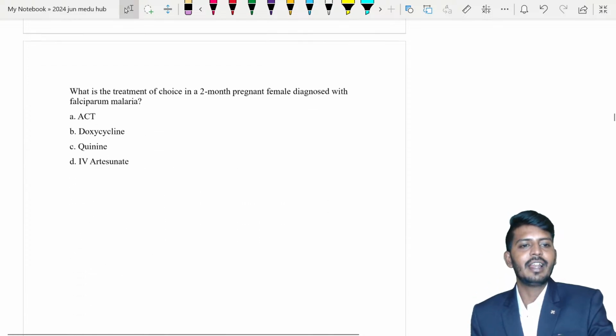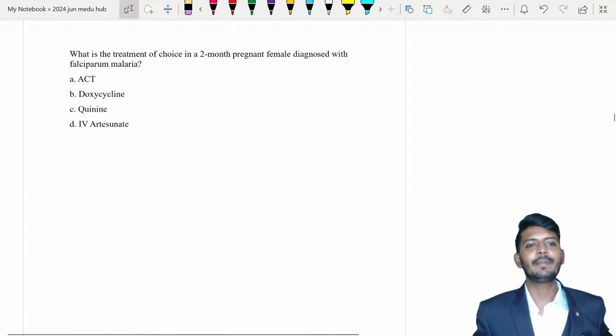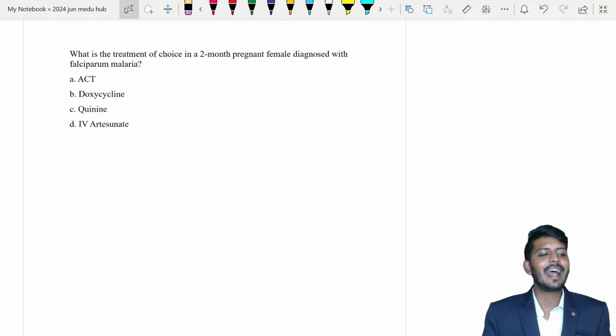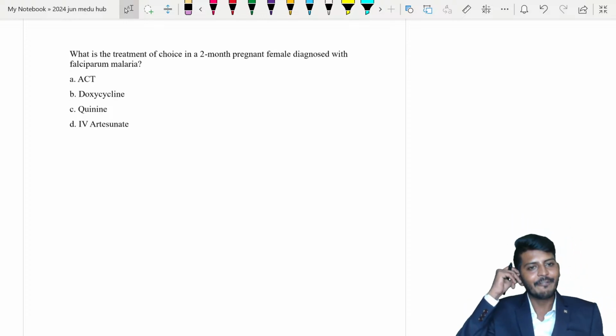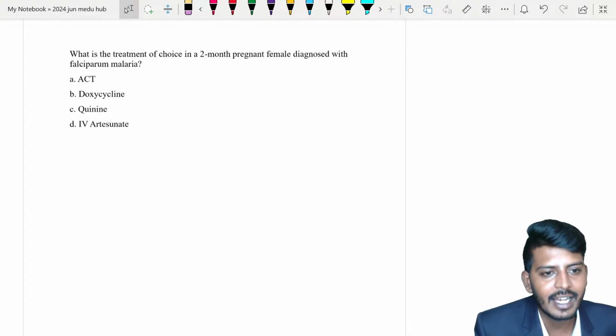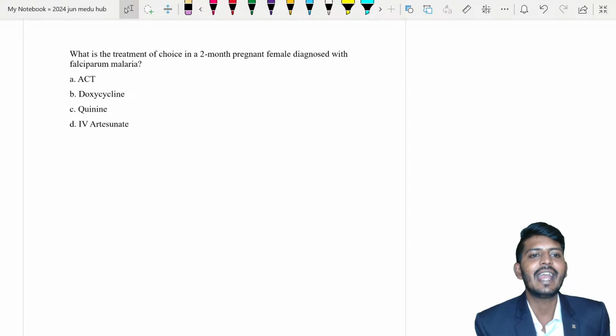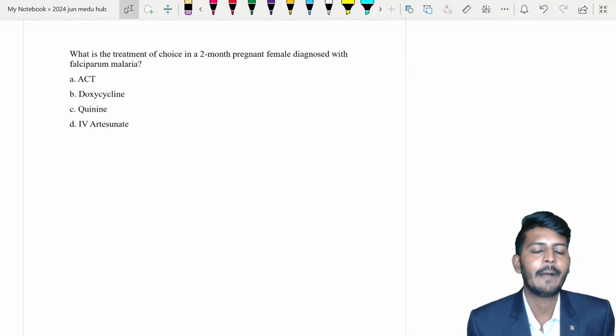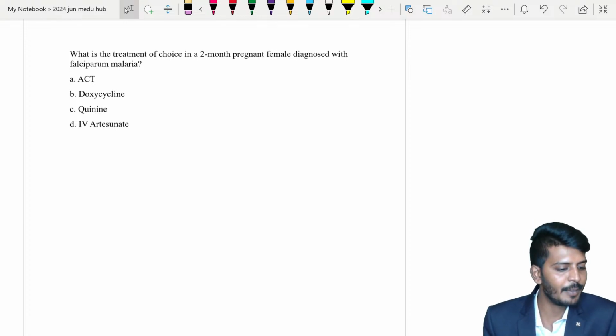Okay, look at this question. What is the treatment of choice in a 2-month pregnant female diagnosed with falciparum malaria? Options are ACT, that is artemisinin combined treatment, then doxycycline, quinine and IV artesunate. What is the treatment of choice for the pregnant female? Okay, so what is the answer? Come on, tell me.